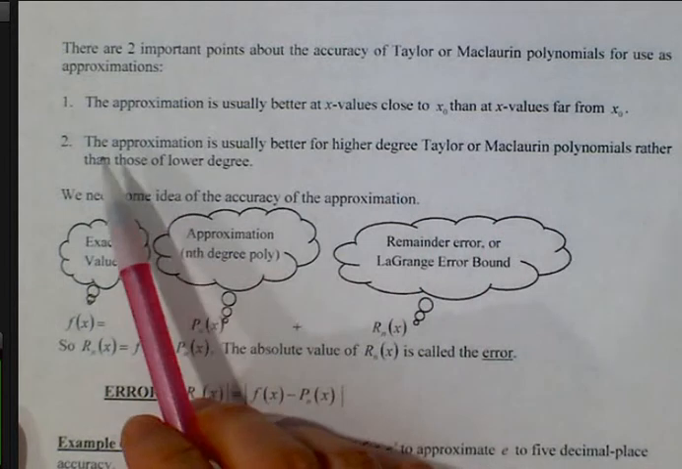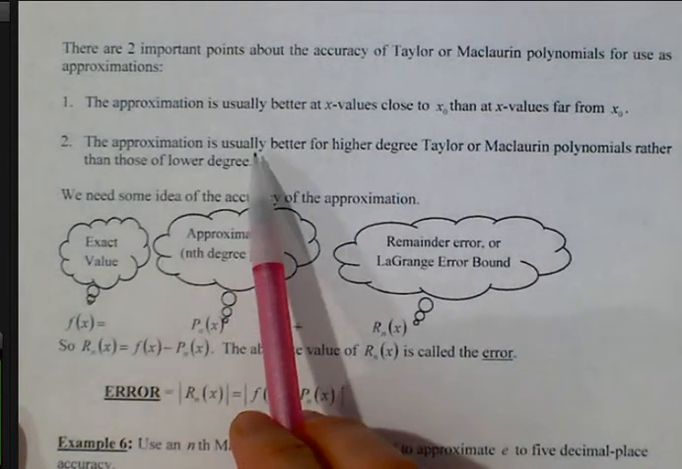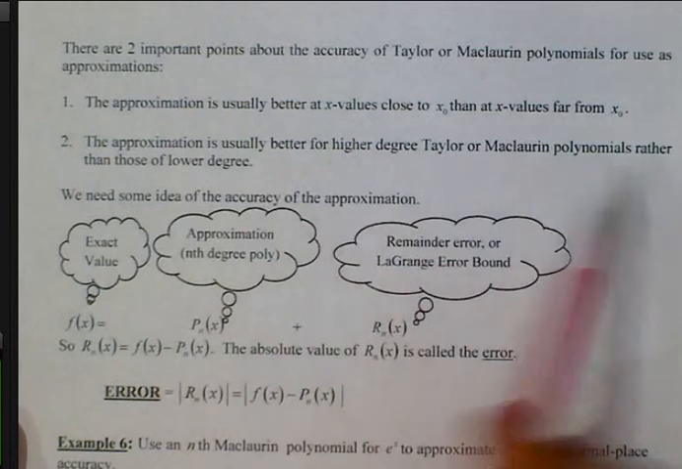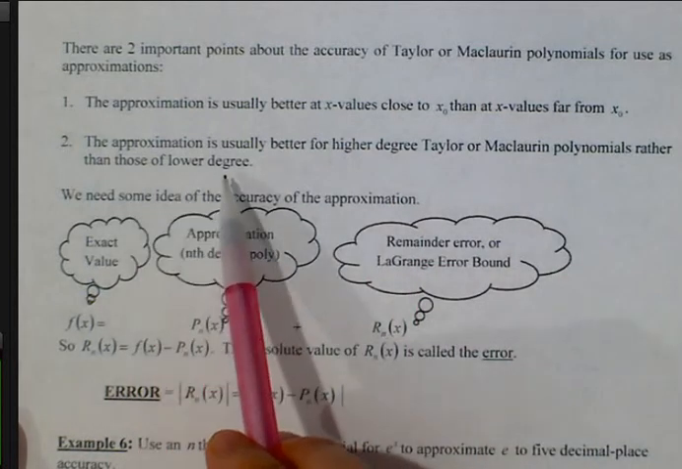The second is that the approximation is usually better for higher degree Taylor or Maclaurin polynomials rather than those of lower degree. And that seemed to be true when I showed you for the cosine. So the 8th degree was much better than something with a 4th or a 2nd degree.